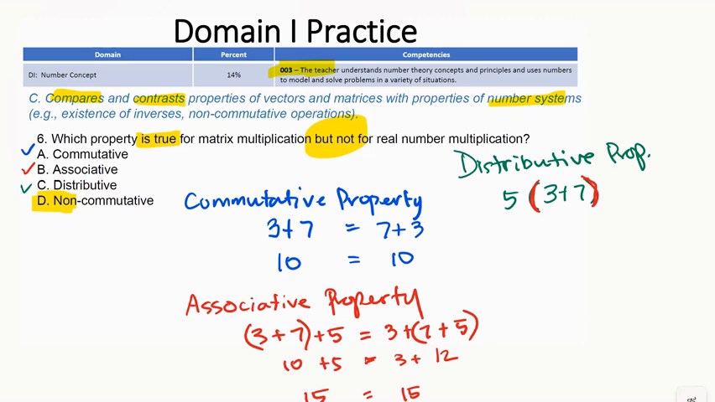So it means this 5, I need to distribute to both. It's 5 times 3 plus 5 times 7. That's what's happening. 5 times 3 is 15. 5 times 7 is 35. Then we add: 5 plus 5 is 10, carry 1. 1 plus 1 is 2, plus 3 is 5. So that's 50.